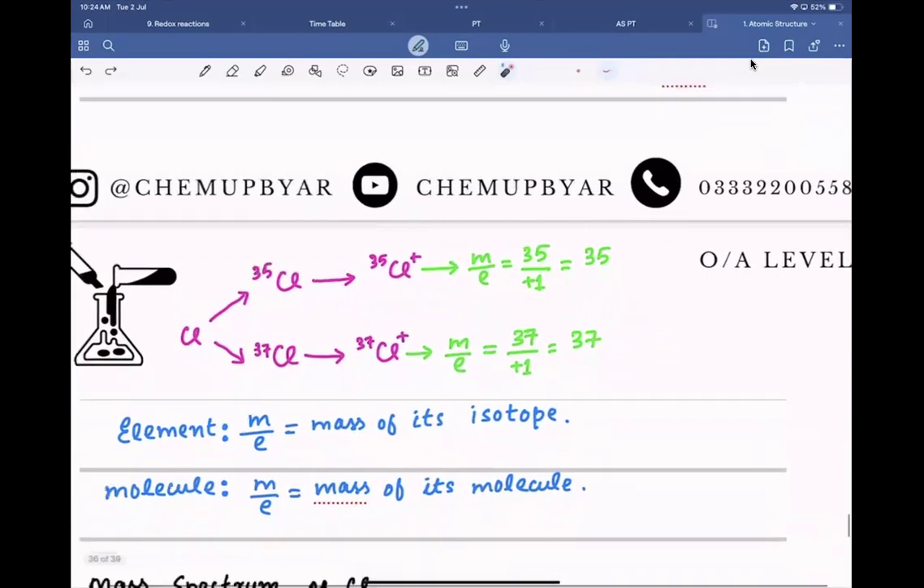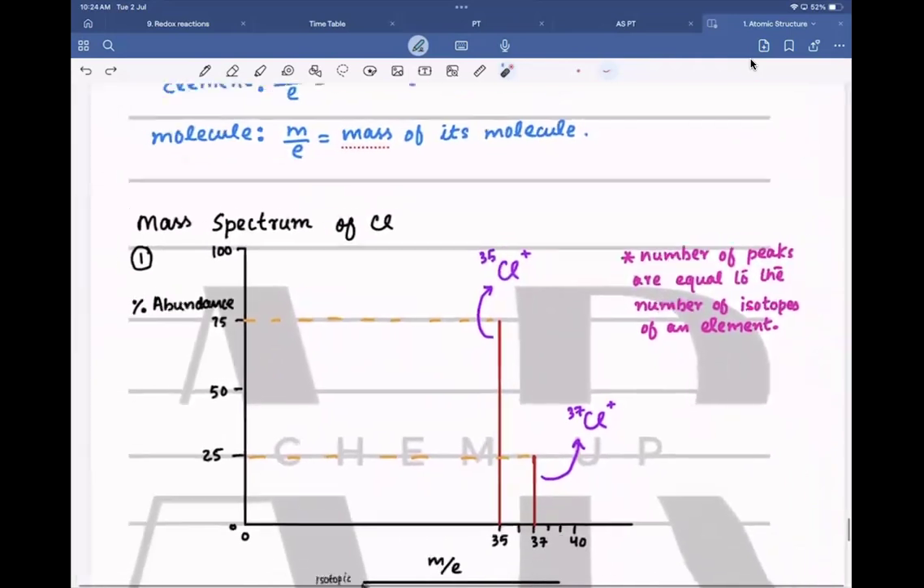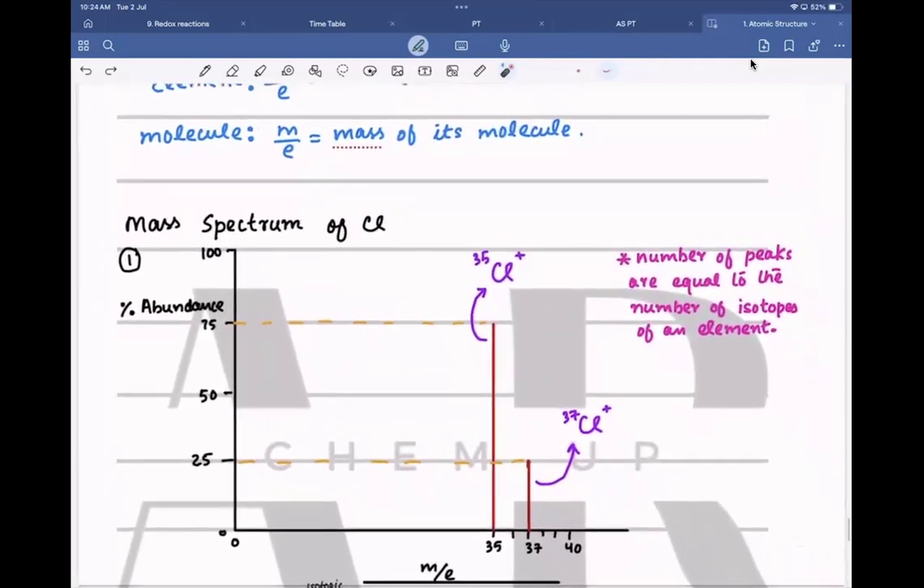Okay. So for chlorine, we are going to get this spectrum. Now, see, we are getting one signal at 35 and one signal at 37. That is the mass to charge ratio, right? Yes, sir. It means we can identify that chlorine has two isotopes, and as one isotope's mass to charge ratio is 35, its mass is also 35. And the other chlorine isotope has a mass to charge ratio of 37, so its mass is also 37. Is this clear?